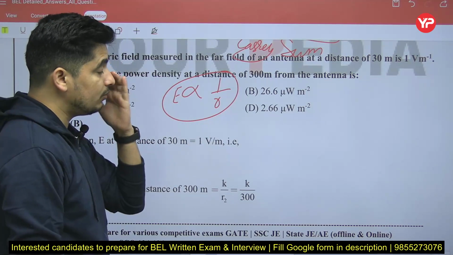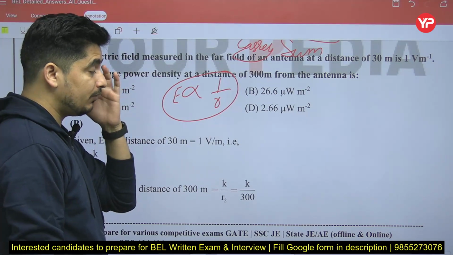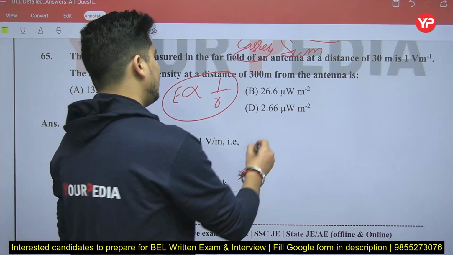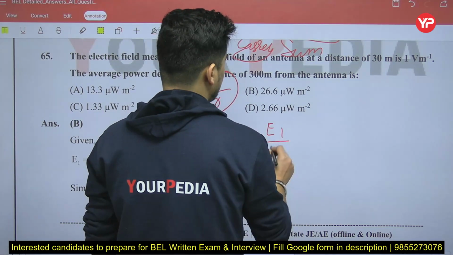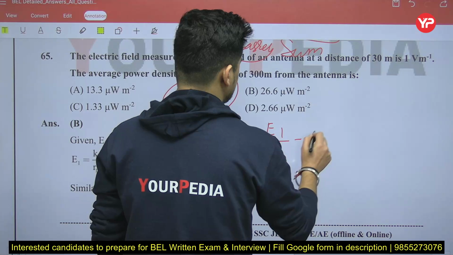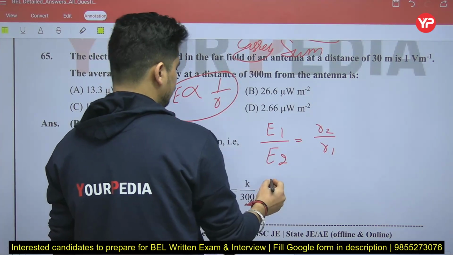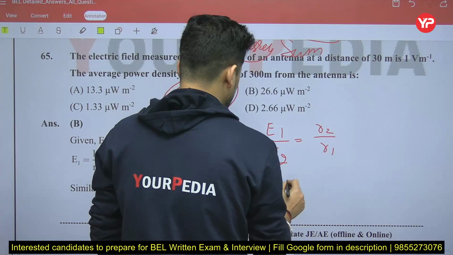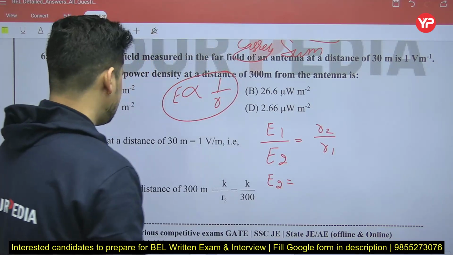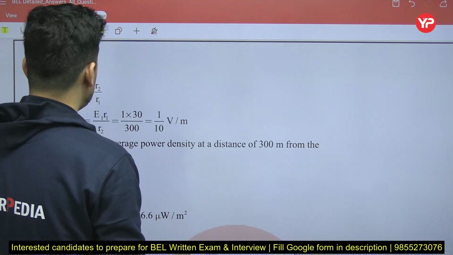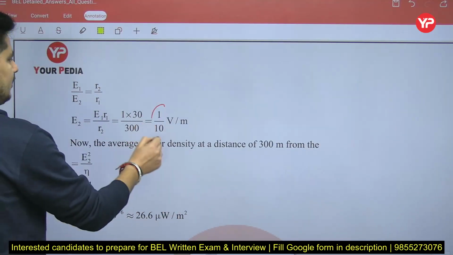So if he is giving you that in a far field region, so electric field is inversely proportional to the distance. So we can say that E1 upon E2 is equal to R2 by R1. So you can put the values of E1, E2, and you can calculate the value of E2. E2 at the second distance is going to be how much? I already calculated this here, you can check it. So that will be 1 by 10.